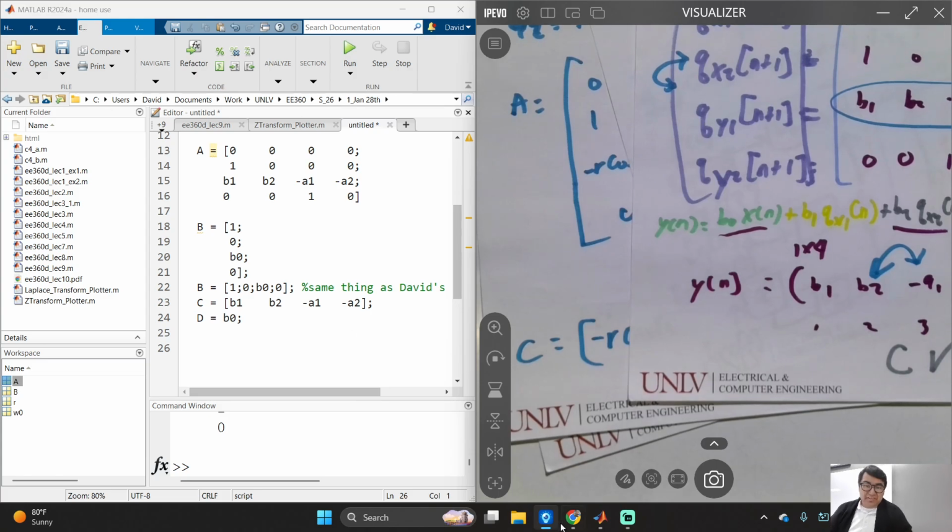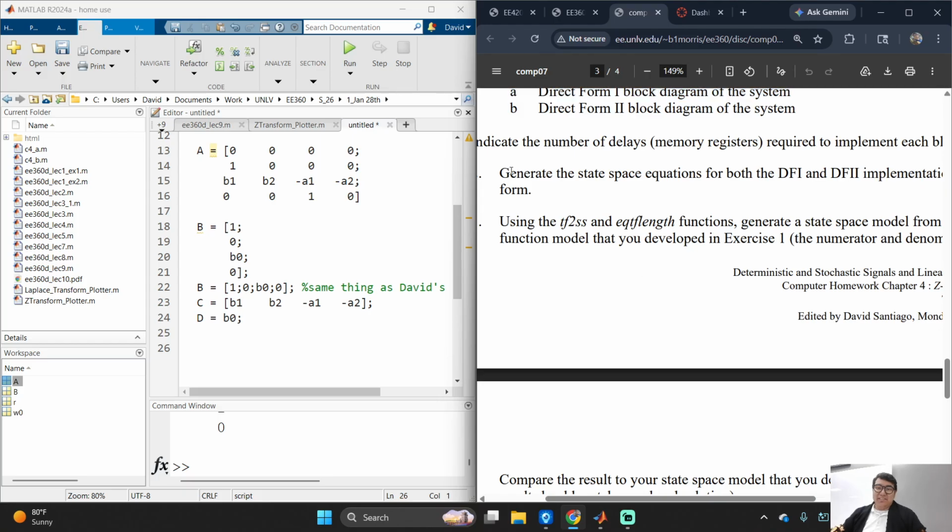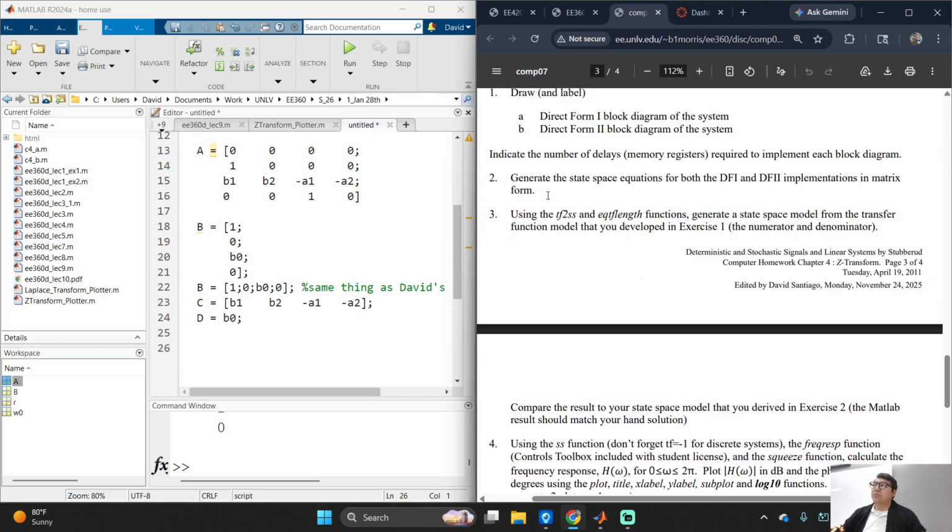So, let's do your assignment, because I think that's what everyone wants. Generate the state space equation. We just did that, using the transfer function to state space equations.